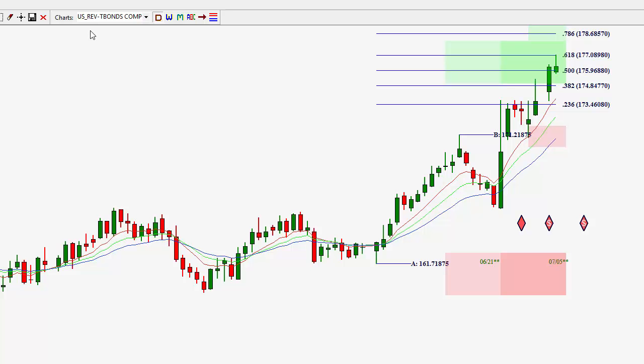We're currently looking at the daily chart of the 30-year bonds. And the reason why I wanted to draw your attention to this chart is because of this F date that you see right here. This is a dollar sign F date compared to a regular F date.